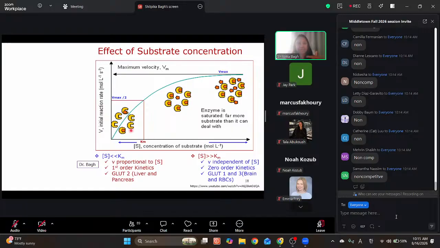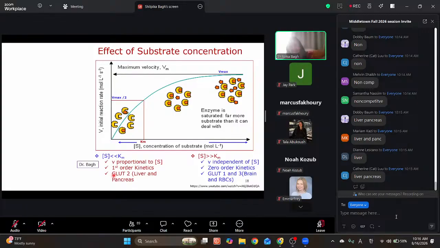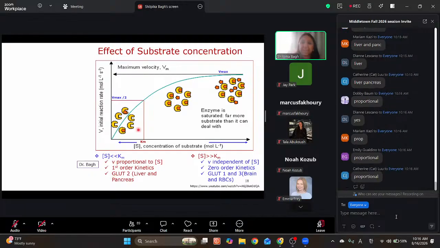Yes, we identify this first order also done by GLUT2. Where is GLUT2? Brain, RBC, liver, pancreas? Liver, pancreas. GLUT2 in the pancreas, you need a proportional flow, not a flow all the time. That's why they follow first order kinetics.